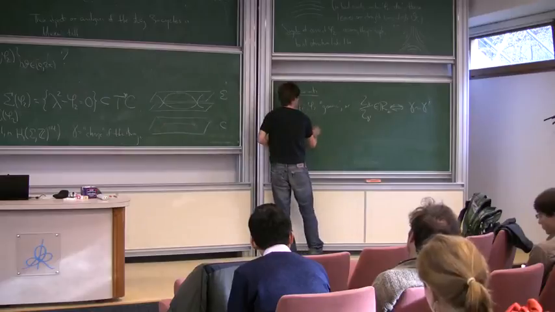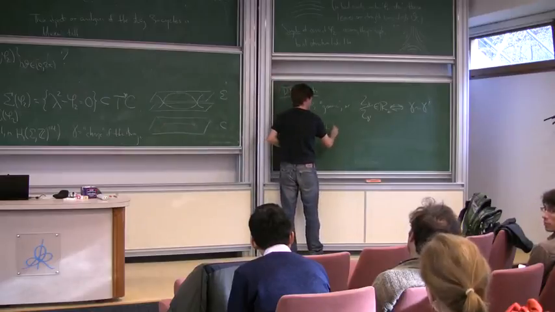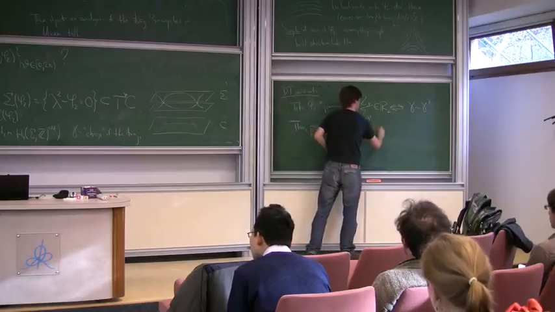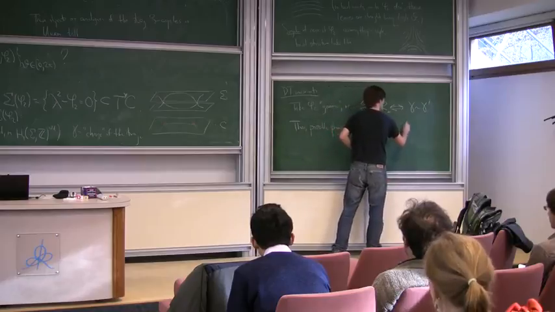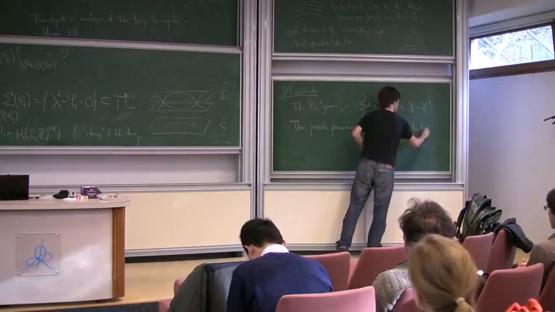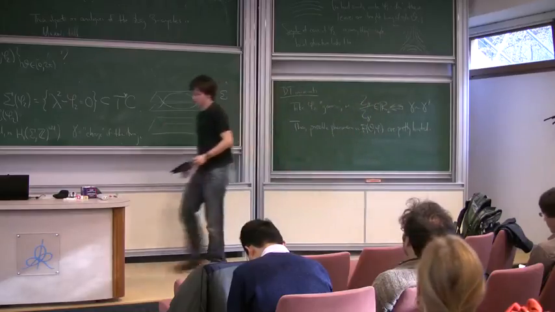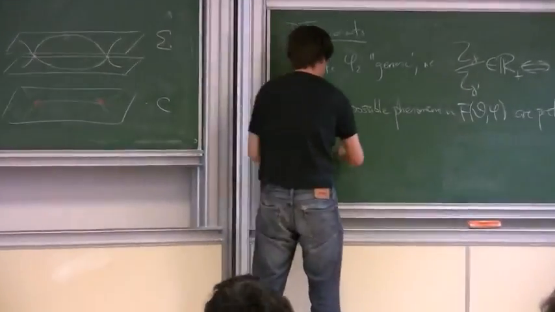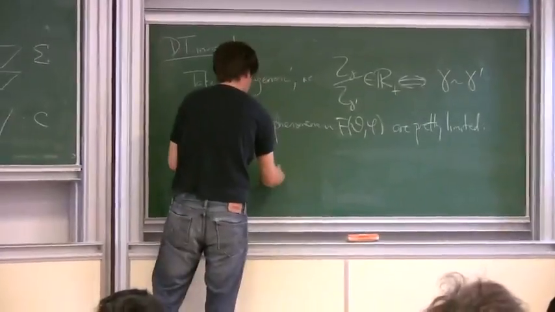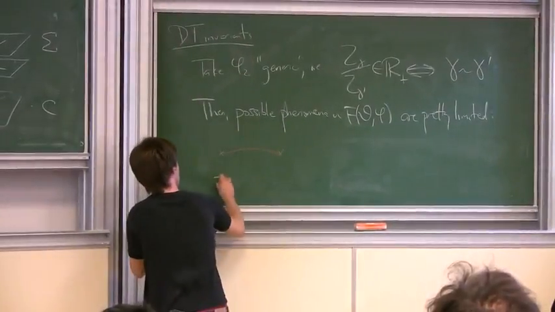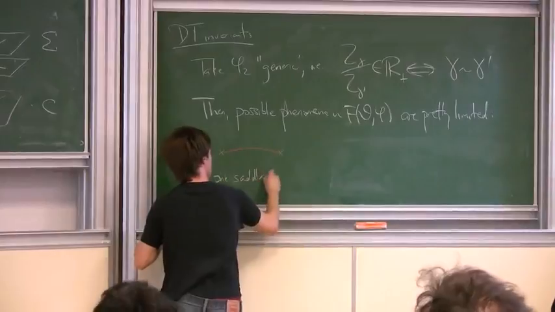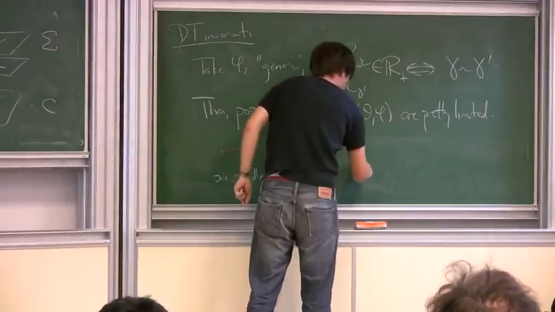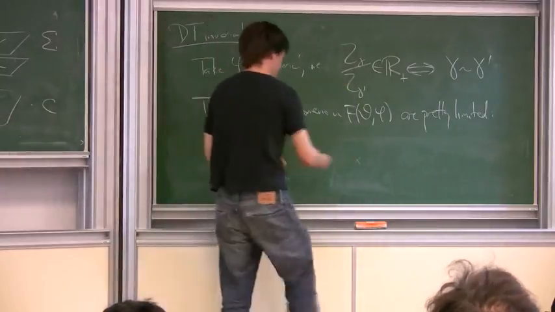So then the possible phenomena in f of theta phi are pretty limited. One thing you can have is an isolated saddle connection. So one thing you can have is just one saddle connection. And the other thing you can have is closed trajectories. Now in that case you don't get just one.